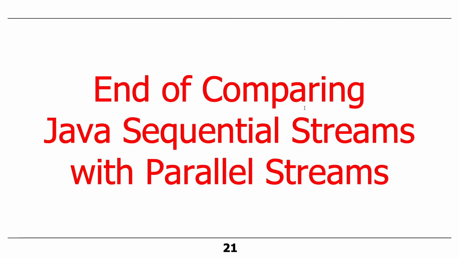So that's the end of our discussion comparing Java sequential streams with parallel streams. Rest assured, we will go through this in much more detail later. So don't worry if it went by a little too fast. I will cover parallel streams in tremendous depth, and we will also talk about how it works under the hood, because it's really cool.